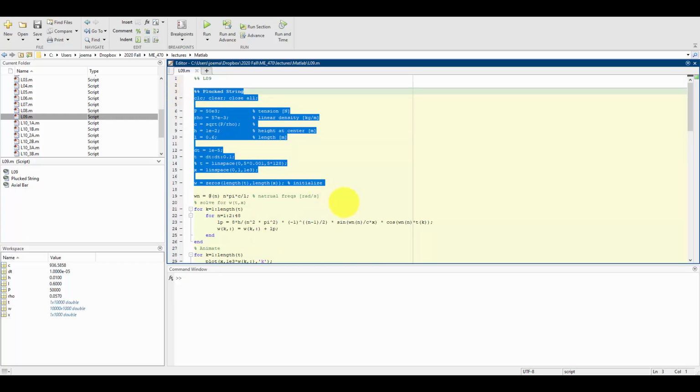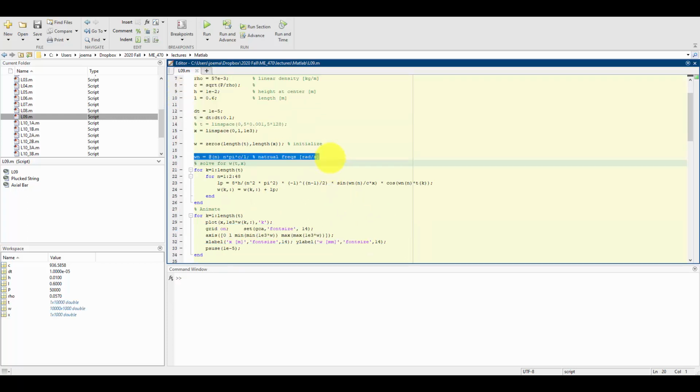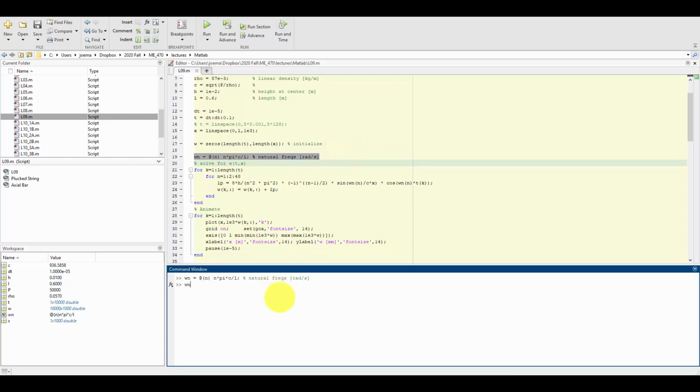Okay, now I can define my natural frequency, which we found analytically. That was n pi c over L, and I'm going to make that a function of n. So I have my Wn, and I can find the first natural frequency, for example. That would be our first natural frequency, about 4,900 radians per second, and then we can find the second natural frequency, and so on from there.